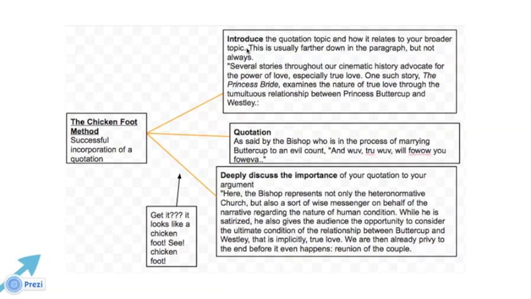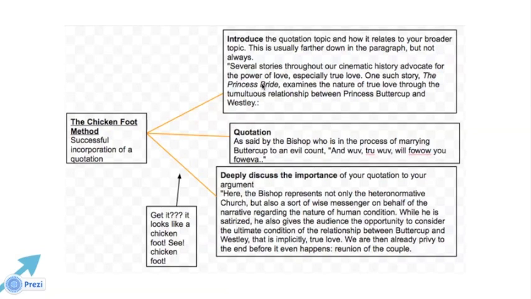So, for example, you say, "Several stories throughout our cinematic history advocate for the power of love, especially true love. One such story, The Princess Bride, examines the nature of true love through the tumultuous relationship between Princess Buttercup and Wesley." So we're going to be looking at true love, as I said, specifically with the Princess Bride. And then we can put in the quotation itself, as said by the bishop who is in the process of marrying Buttercup to an evil count: "Love, true love, will follow you forever."